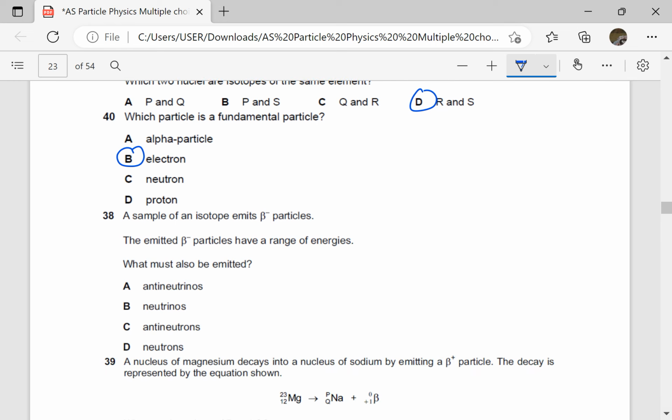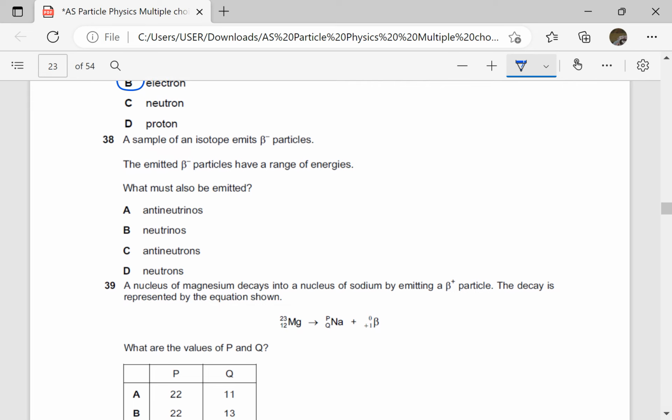A sample of an isotope emits beta minus particles. The beta minus particles have a range of energies. What must also be emitted? That is, beta minus is an antineutrino, beta plus is a neutrino. So the answer here is simply going to be an antineutrino. Antineutrinos accompany beta minus, the neutrinos accompany beta plus.